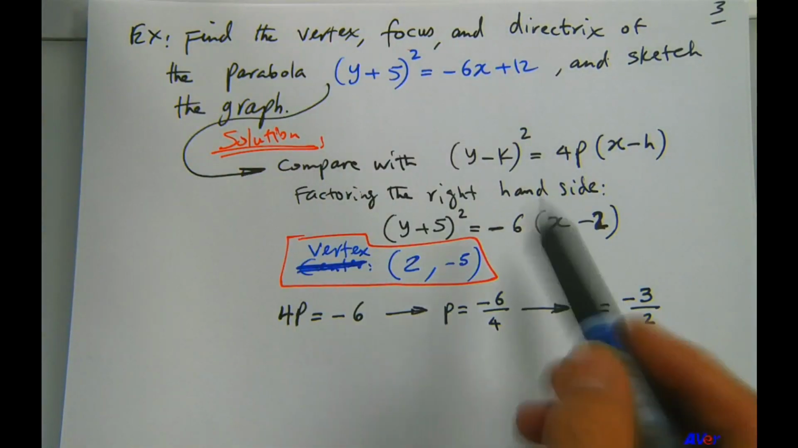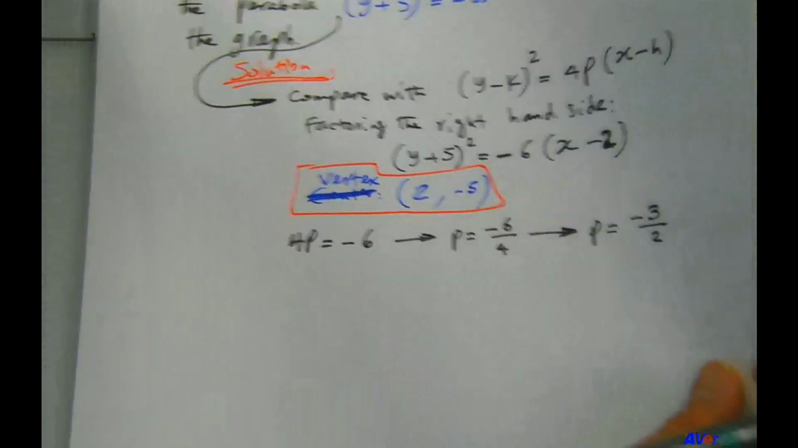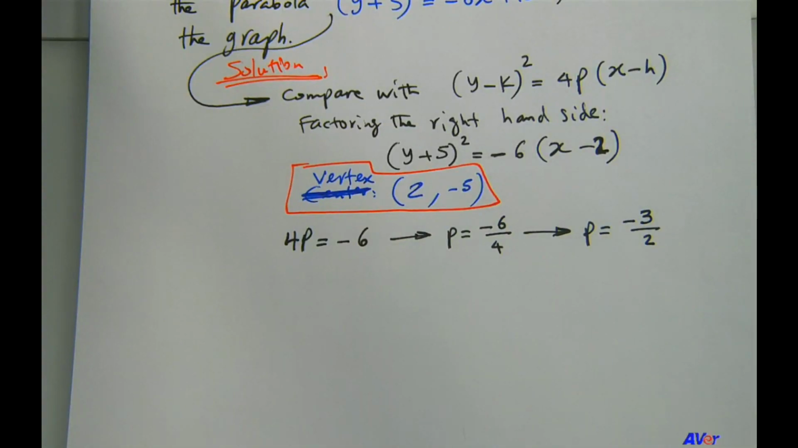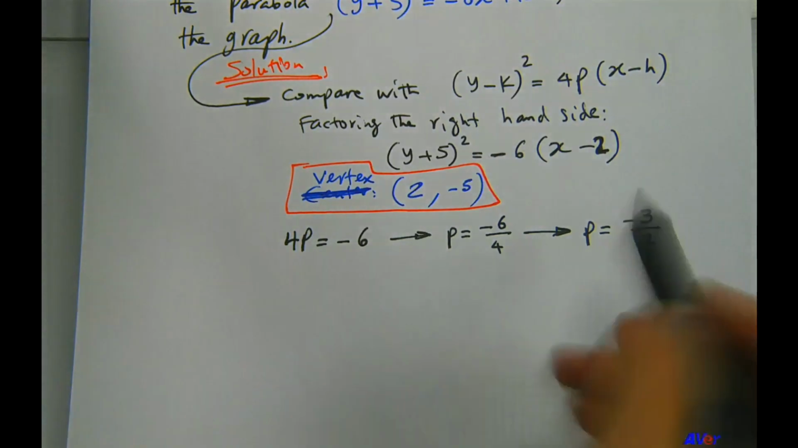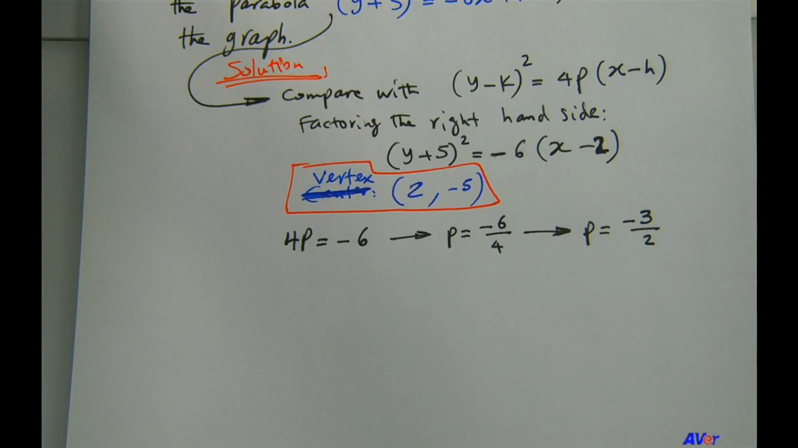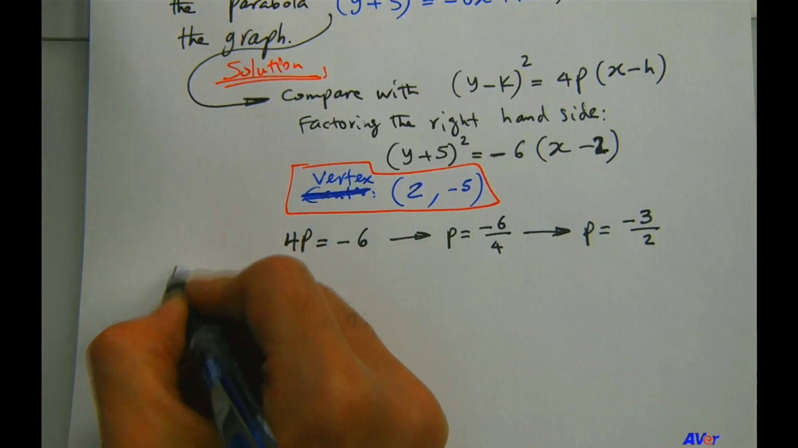So because it opens to the left, that means the directrix should be on the right-hand side, right after the vertex of the parabola. And the focus should be on the left of the vertex, right? So let me write that down just to make sure that you have this.